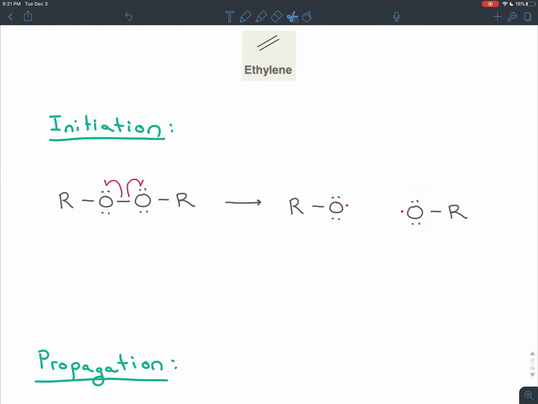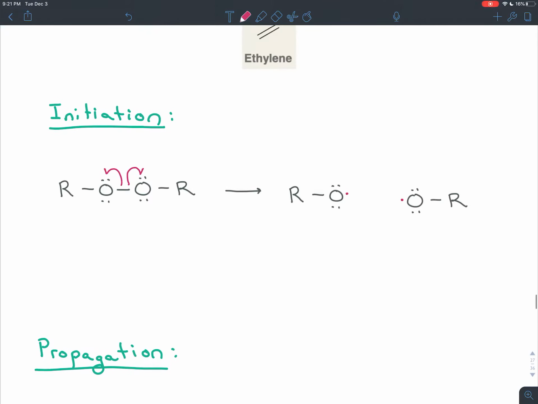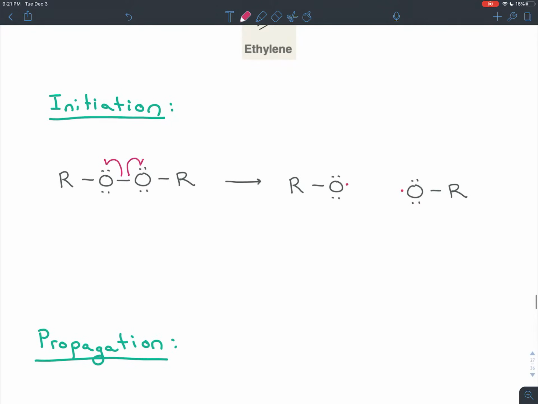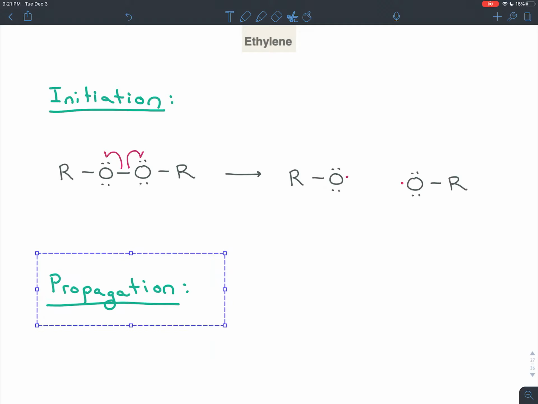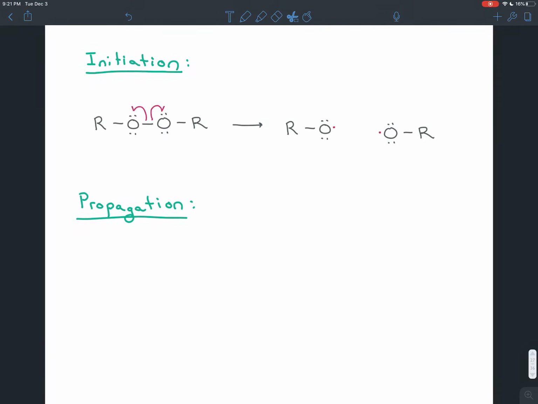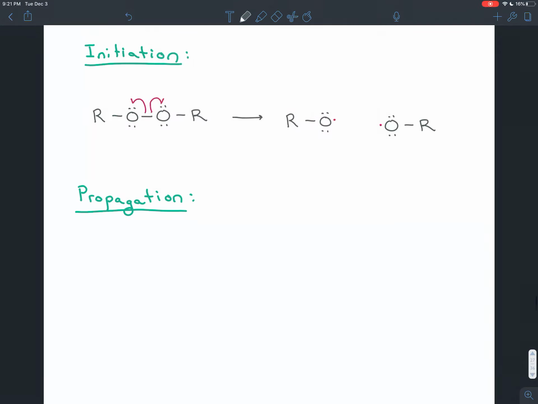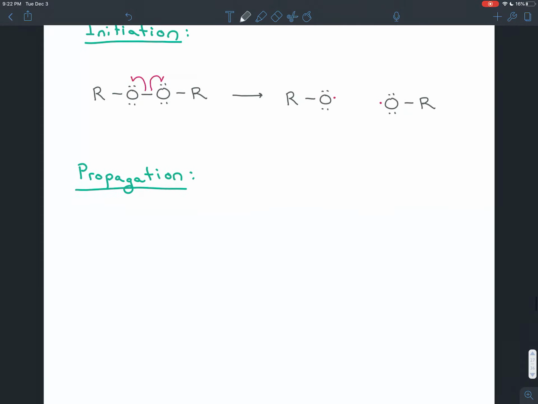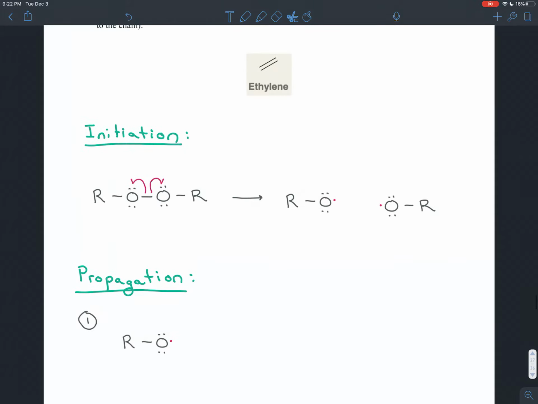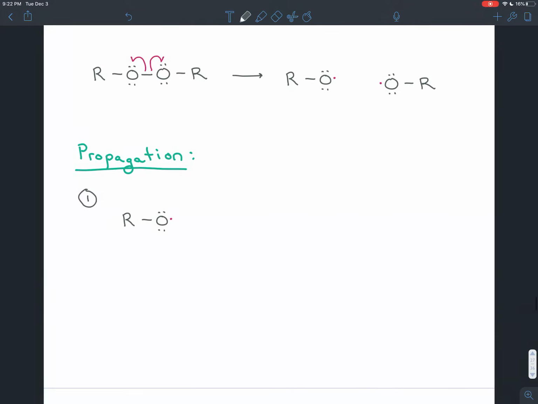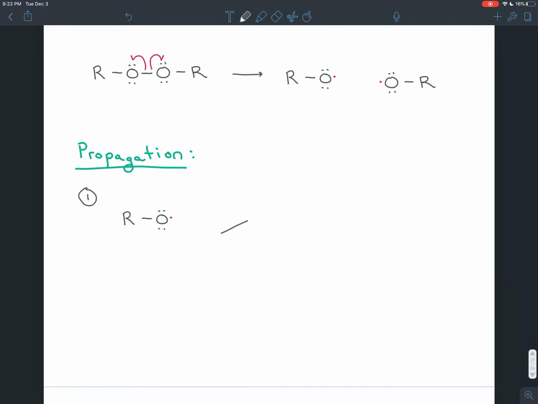Now, so far, we haven't used our building block yet. We've just created the radicals. Now we can start the propagation steps. For this reaction, you want to draw four different steps, but really three of them are almost exactly the same thing. So it's really two different things, but the second thing you're going to repeat multiple times. In the first case, you're going to take your radical, and that's going to react with whatever molecule they give us. In this case, they're reacting it with a molecule called ethylene.